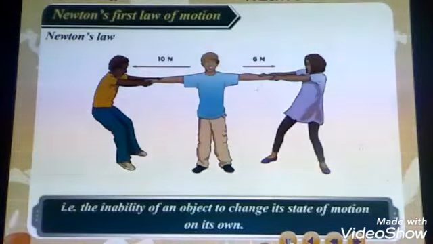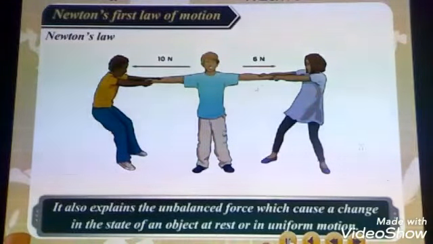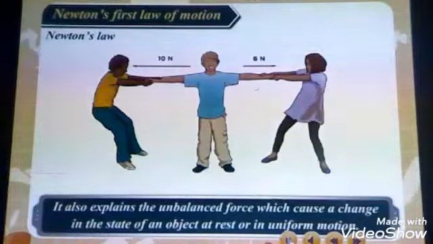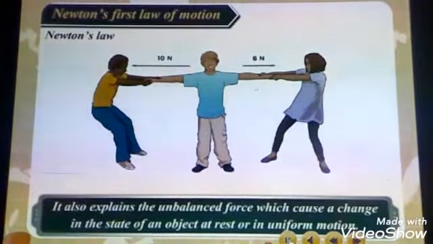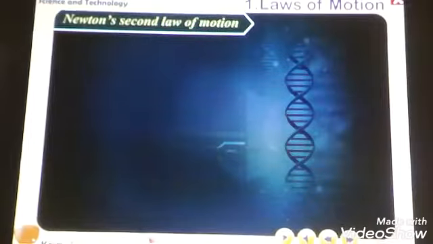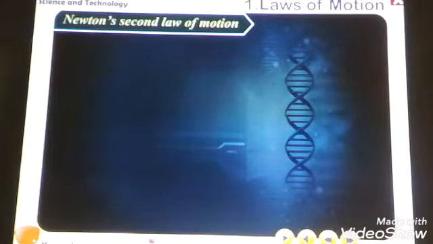That is the inability of an object to change its state of motion on its own. It also explains the unbalanced force which causes a change in the state of an object at rest or in uniform motion. Now let us go with the Newton's second law of motion.